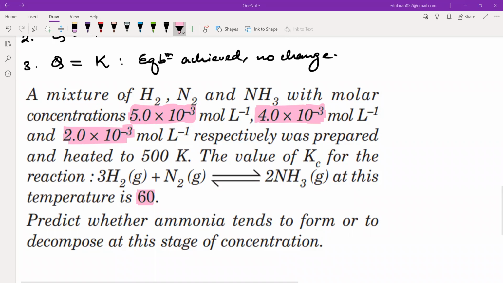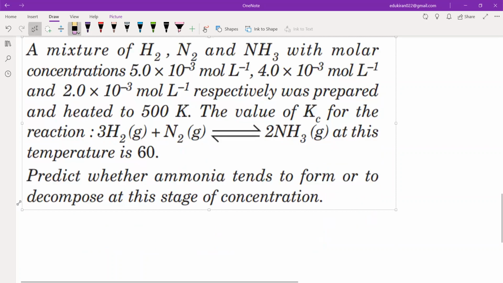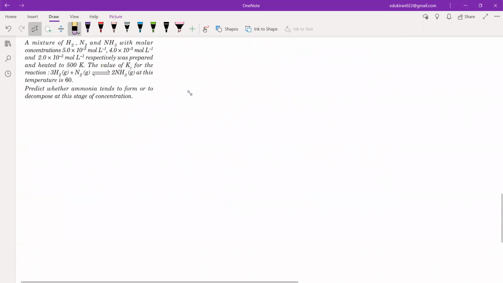So see, in this question, you have been given a few pieces of information, and please remember, whenever you have been given a concentration, it does not mean that it is the concentration at equilibrium. They will mention very explicitly if it is the concentration at equilibrium.